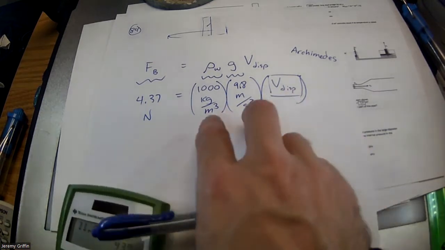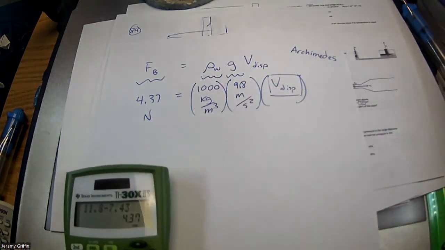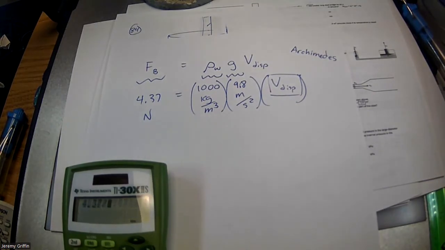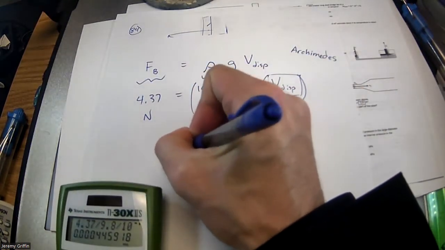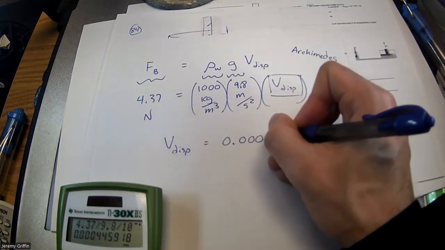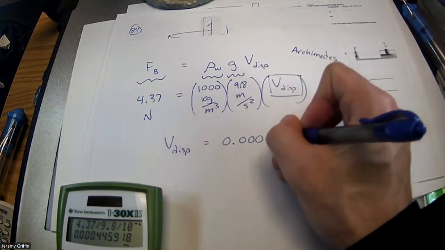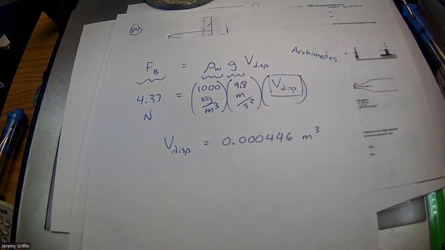So let's do this. You see me take the 1,000 and 9.8 and just divide those down. So it's 4.37 divided by 9.8 and then divided by 1,000. I'm getting V displaced is equal to a tiny, tiny, tiny number of cubic meters. Which makes sense if you're talking about a statuette of a bird that you're dunking in a beaker of water.